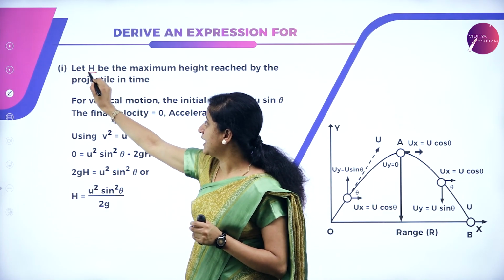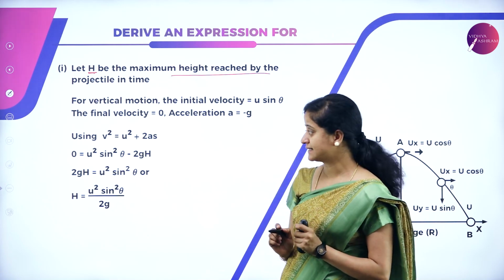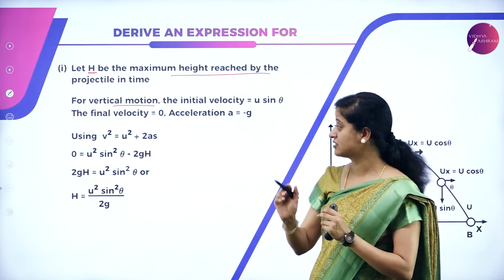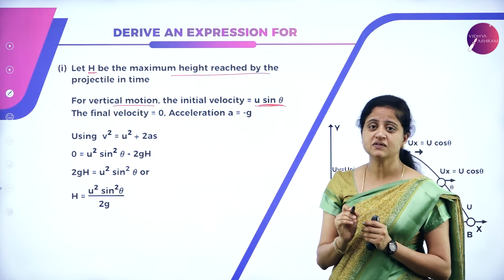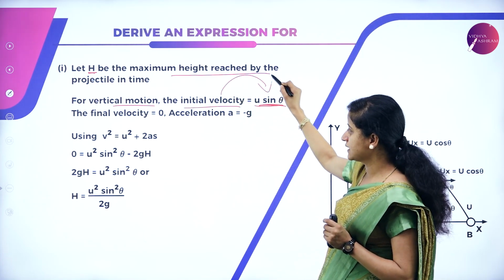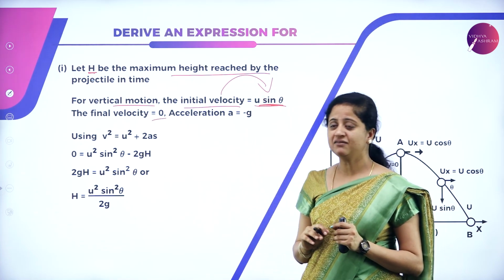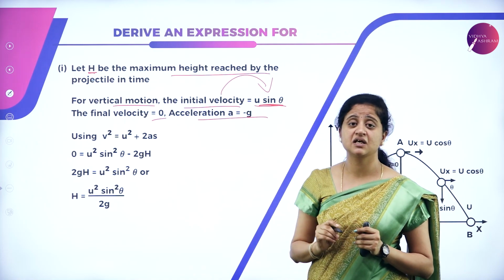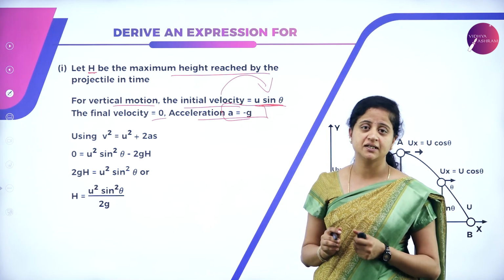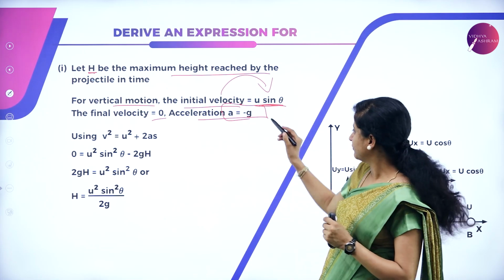Let h be the maximum height reached by the projectile in a certain time. For the vertical motion, the initial velocity is u sin theta, and the final velocity is 0, since the body comes to rest at the top, and acceleration is equal to minus g. We all know the reason for this; we studied it in the chapter on motion in a straight line. The body is thrown vertically upwards, so it is minus g.